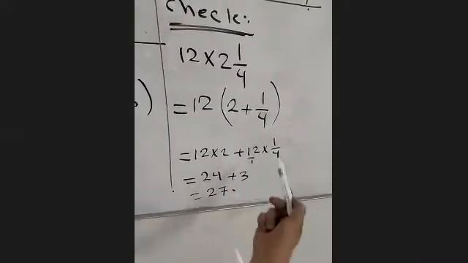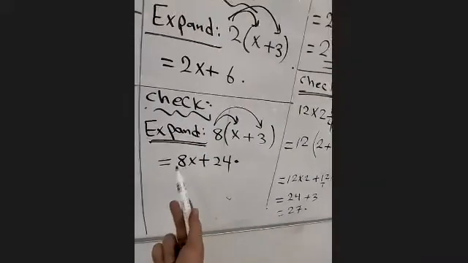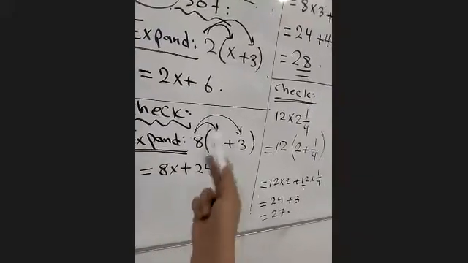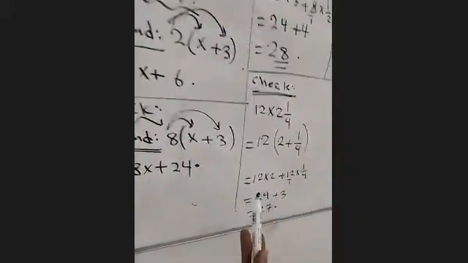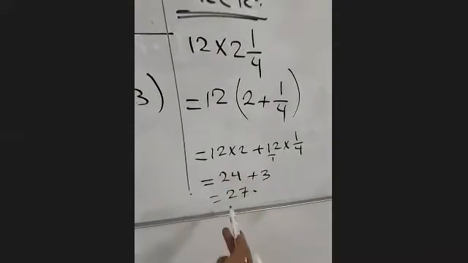Why? Because I have numbers. Here I have an unknown value, which is x. So just distribute. This is the answer. Here, distribute, find the answer.